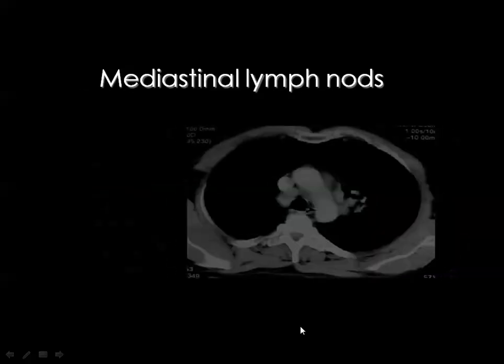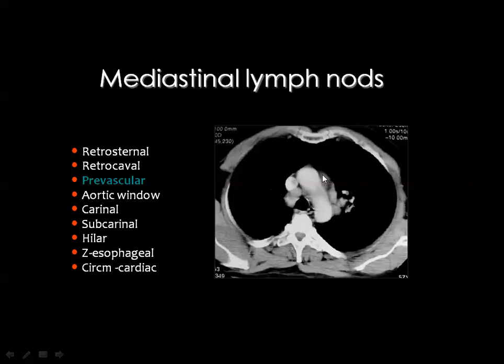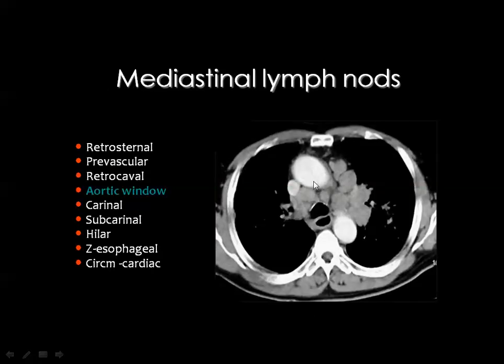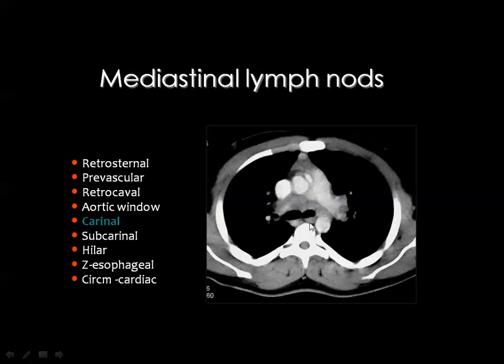The next site is along the arch of the aorta. This group of lymph nodes is known as the prevascular group of lymph nodes. Then the next group is located between the ascending aorta and the descending aorta above the pulmonary artery. This group of lymph nodes is known as the aortic window group of lymph nodes. The next are located at the division of the trachea into two main bronchi. They are known as the carinal lymph nodes.